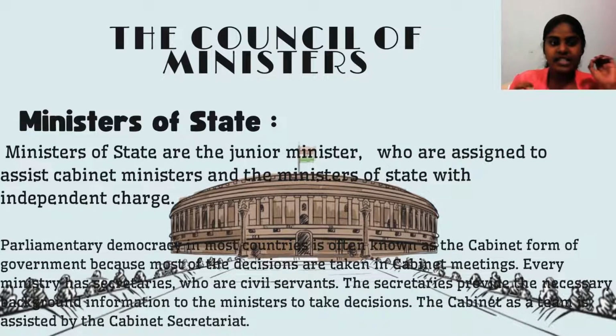Did you know, parliamentary democracy in most countries is often known as the cabinet form of democracy because most of the decisions are taken in the cabinet meetings. Every ministry has secretaries who are civil servants. The secretaries provide the necessary background information to the ministers to take the decisions. The cabinet as a team is assisted by the cabinet secretariat.